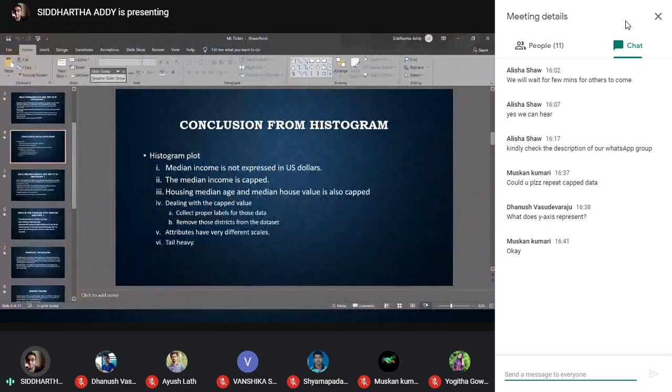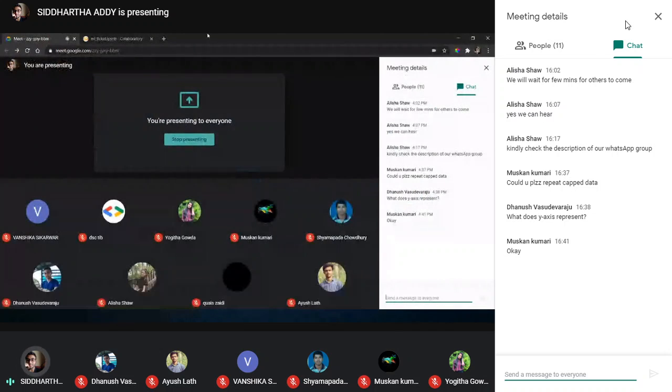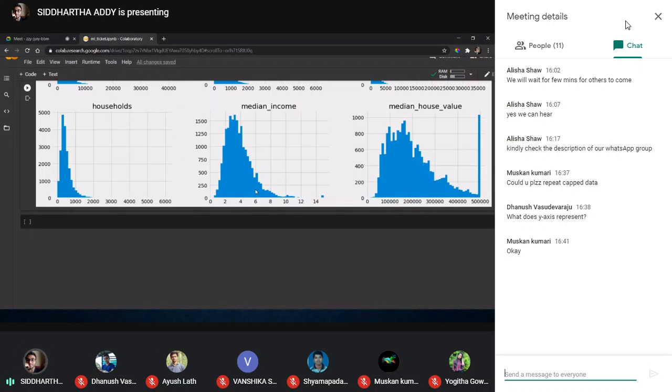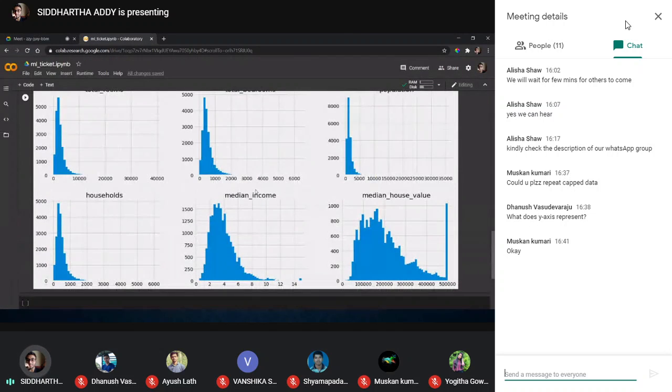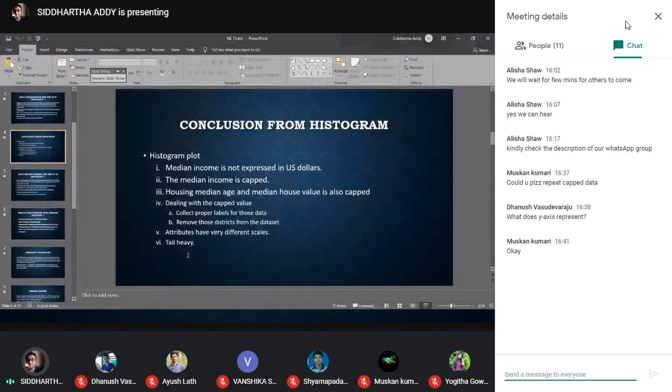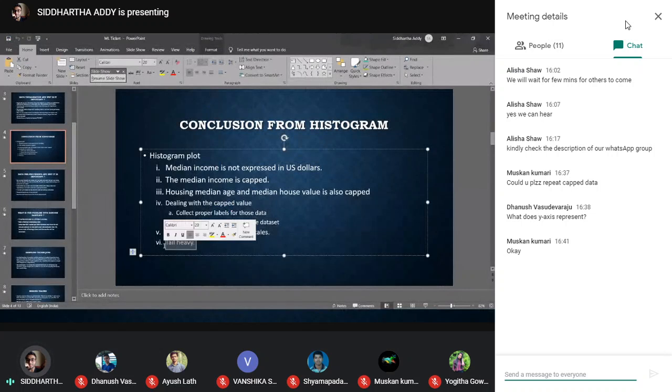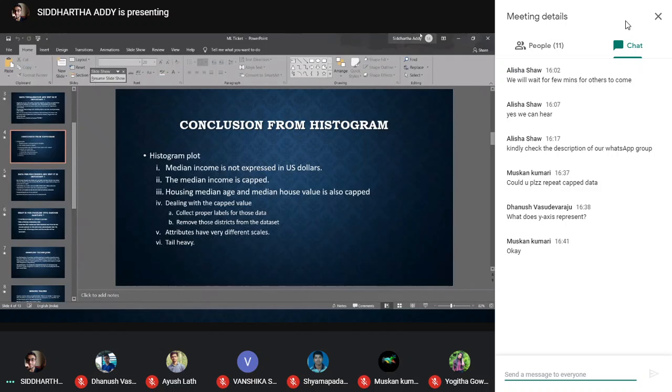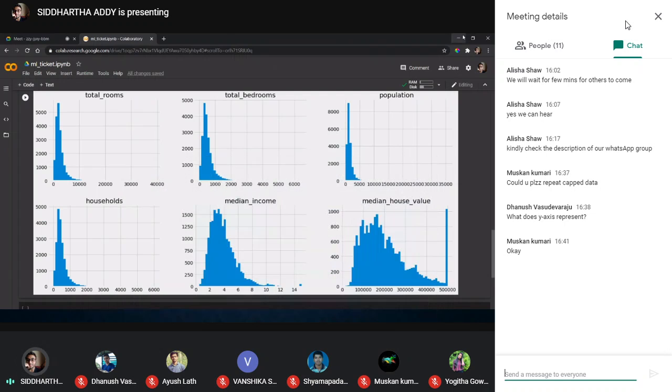If you just look at it, you can see, Jay, the x-axis of every attribute is very different. Like somewhere it is 10,000, somewhere it is 10 lakh, somewhere it is 2. It contains very different scales. And the last thing is that it is tail heavy. I have talked about tail heavy, so I would like you to read about tail heavy.